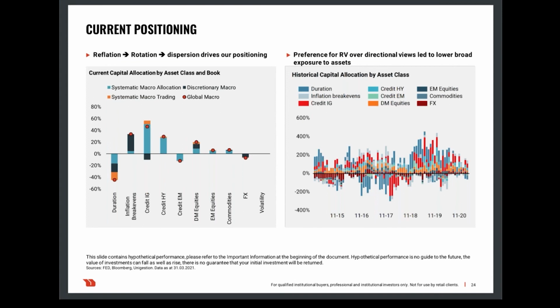which is important to note as well. On the right is the historical capital allocation by asset class, historical allocation to bonds, to break-even, to equities. As you can see, currently our net exposure is low and lower than in the past. It reflects our preference for relative value trades over directional ones. So, in a nutshell, for alpha versus beta.